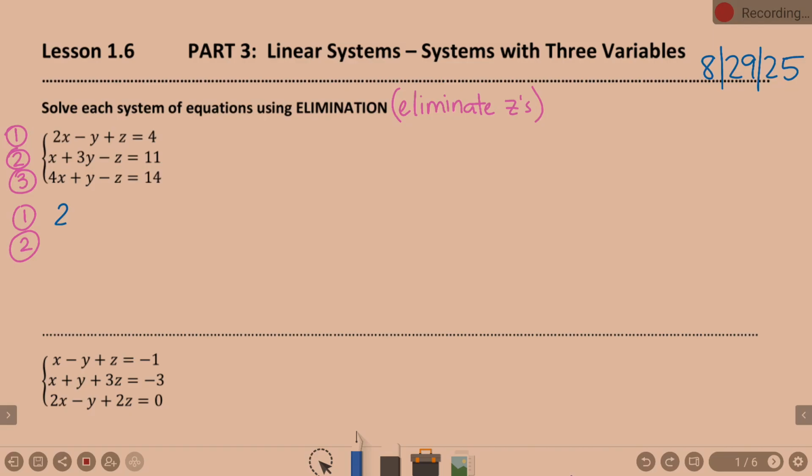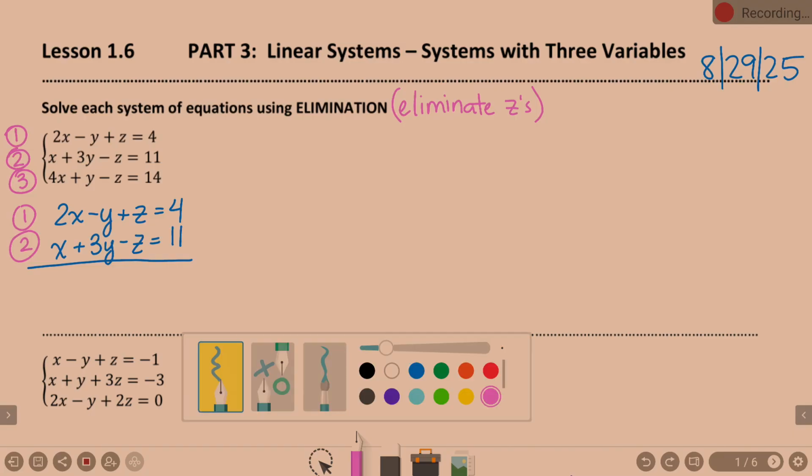Equation 1 is 2x minus y plus z equals 4. Equation 2 is x plus 3y minus z equals 11. Okay, so I lined them up with each other, and I'm ready to eliminate. Now, if it's a positive z and a minus z, we're going to add these 2 equations because we have opposite signs. No different than what we've been doing.